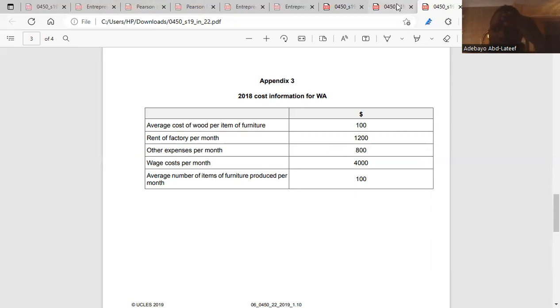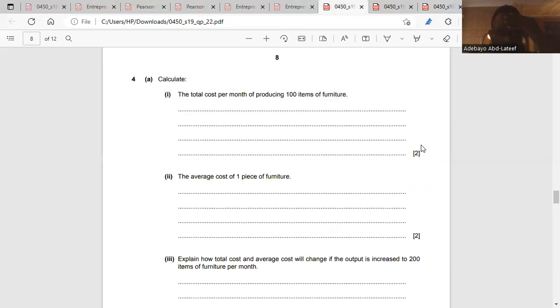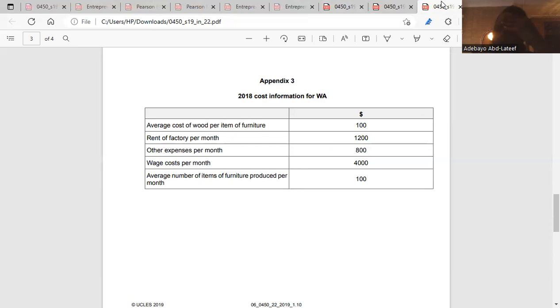The next question says the average cost of one piece of furniture. So average cost, AC. AC is TC divided by output. So what's our TC? Our TC is 6,000. AC is 6,000 divided by output 100. You get it? So it's $60. Is that clear?